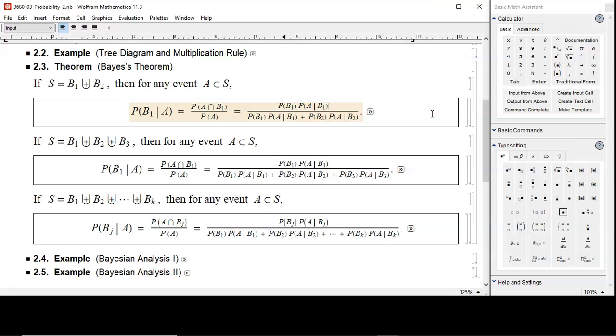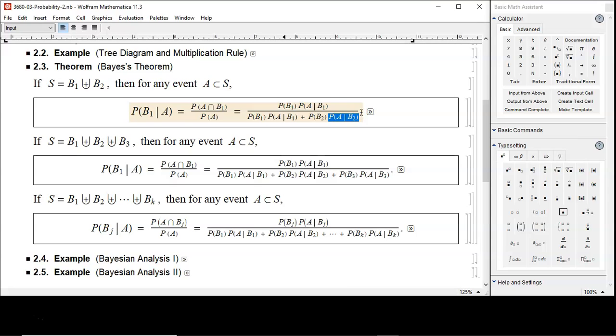Now, when a sample space can be decomposed by two events, B1 and B2, and nothing else, then either B1 happens or B2 happens. And based upon those conditions, we're going to get conditional probability. Probability of A given B1, it's right here, or probability of A given B2.